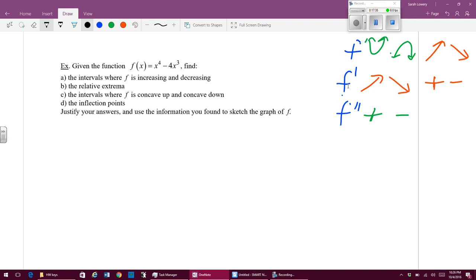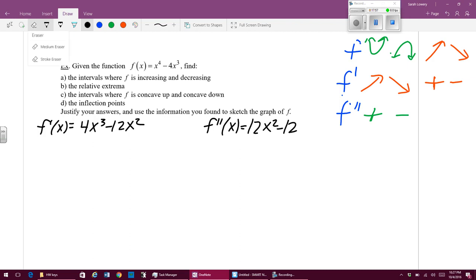So whenever I go to do this, the first thing we're going to do in this case is find our derivatives before I answer any of these questions. So I'm going to find f prime of x is equal to 4x cubed minus 12x squared. And I also know that my second derivative is 12x squared minus 24x.